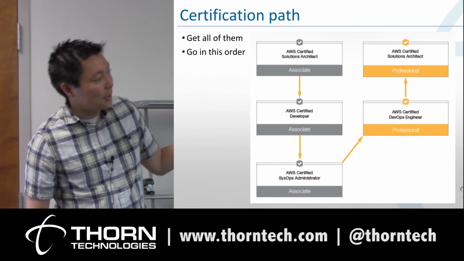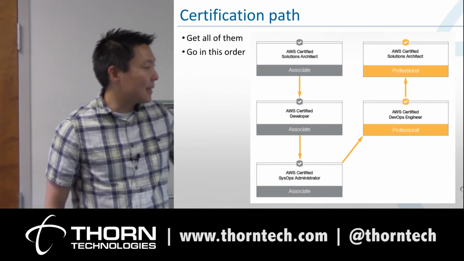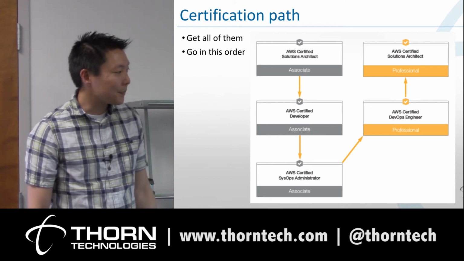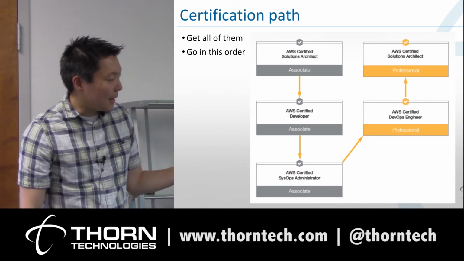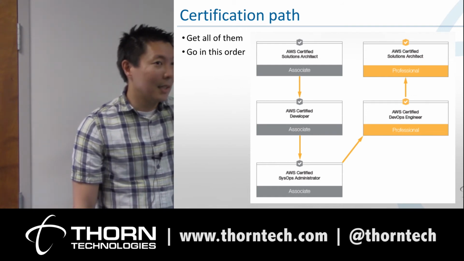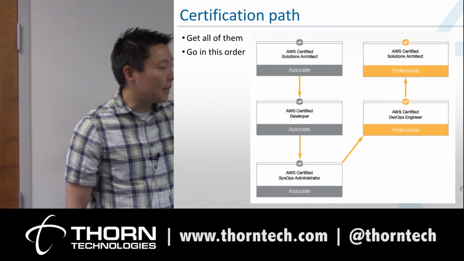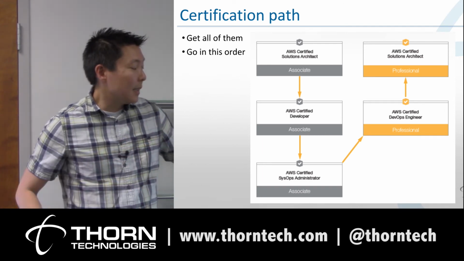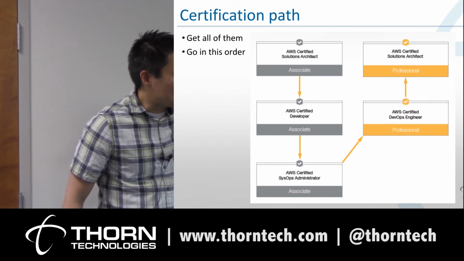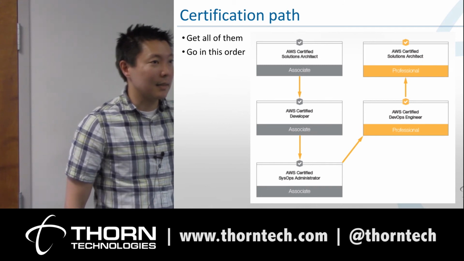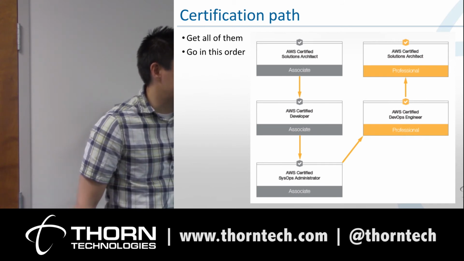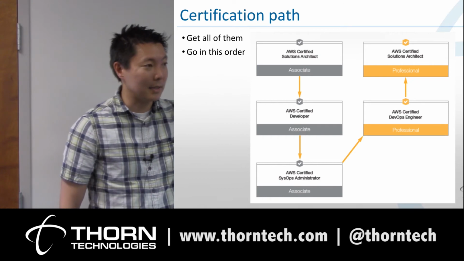There are prerequisites to the professional in that I think you need to take the Certified Solutions Architect Associate before you can take the professional version. But from my perspective, and also from what I've heard, you really want to just get all of them, in this particular order. The reason why is they all overlap each other in content, and each one helps you study for the next one in the series. So it kind of makes sense. Instead of jumping into the CDA, you want to take the CSA first to help you study for the CDA.